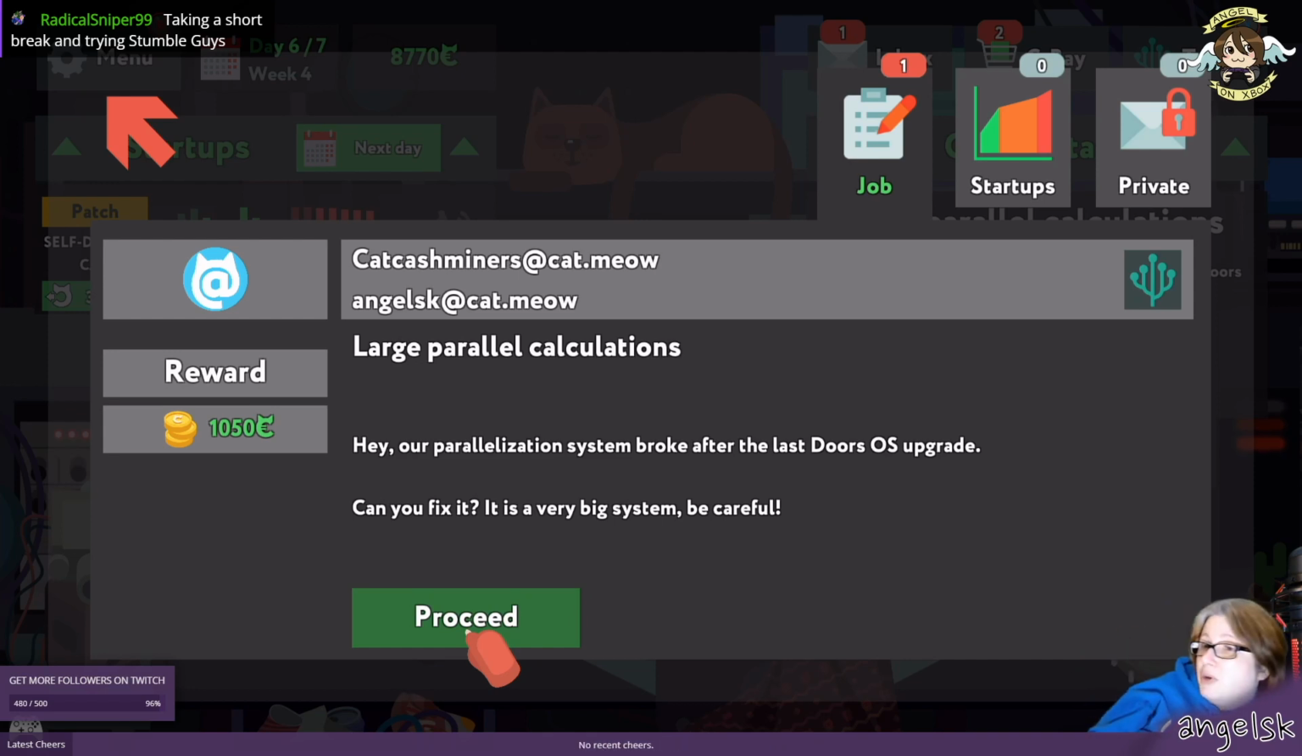Taking a short break and trying stumble, guys. Go! Excuse me? Cat cache miners. Large parallel calculations. Hey, our parallelization system broke after the last Doors OS upgrade. Can you fix it? It's a very big system.